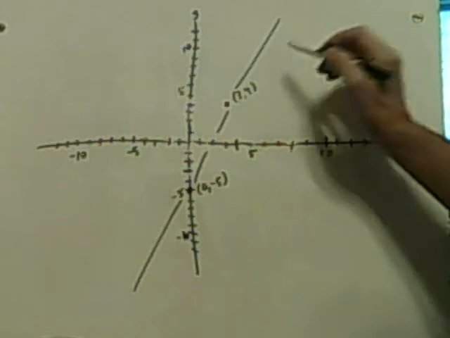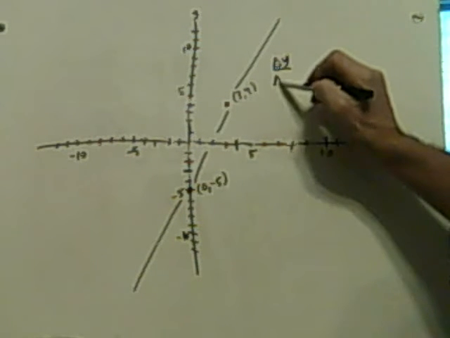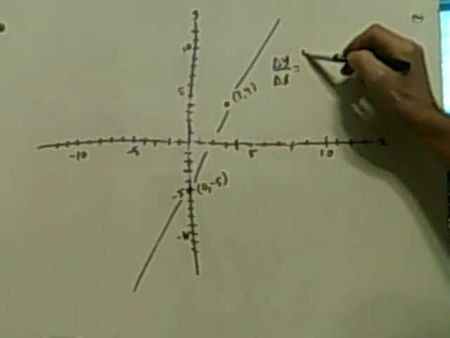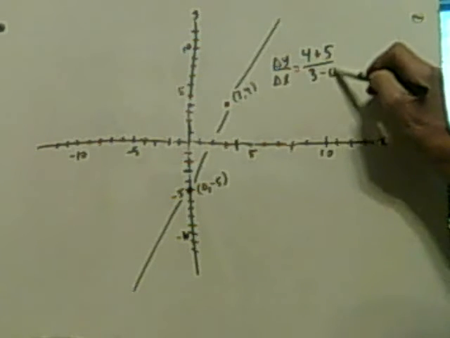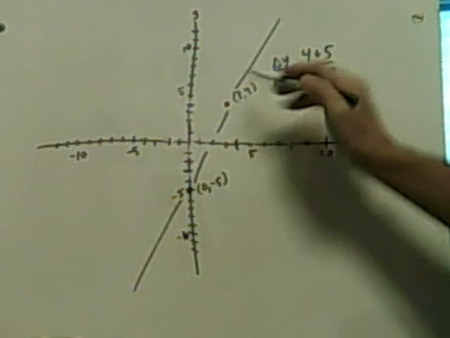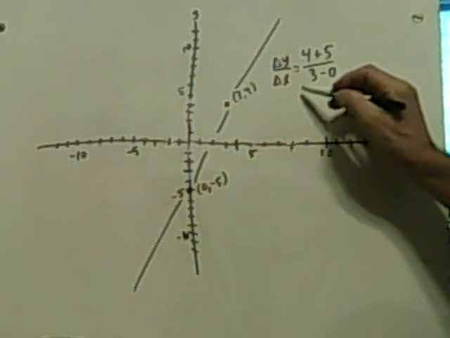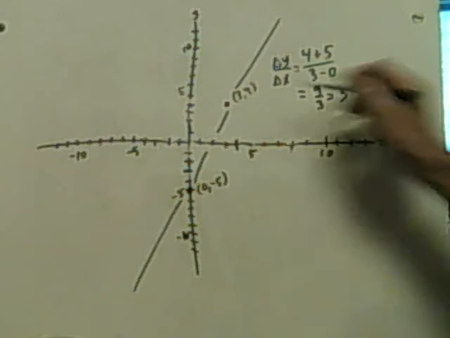Well, you find the slope exactly the same way as we did before. Once you identify the 2 points, delta y over delta x is going to be 4 minus the -5, which is 4 plus 5, divided by 3 minus 0. It's the difference in the y coordinates divided by the difference in the x coordinates. And that's equal to 9 over 3, or 3. So this has a slope of 3.